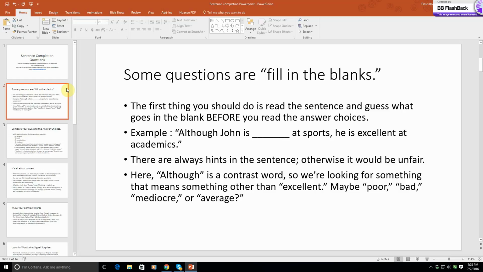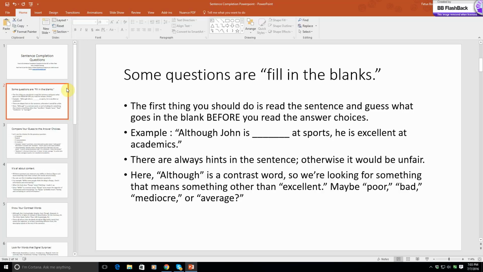So, some questions are fill in the blanks on college and or high school entrance exams and other ones that you might run across. When you run across such a question, the first thing you should do is read the sentence and guess what goes into the blank or blanks before you read the answer choices. So here's an example. Although John is blank at sports, he is excellent at academics.